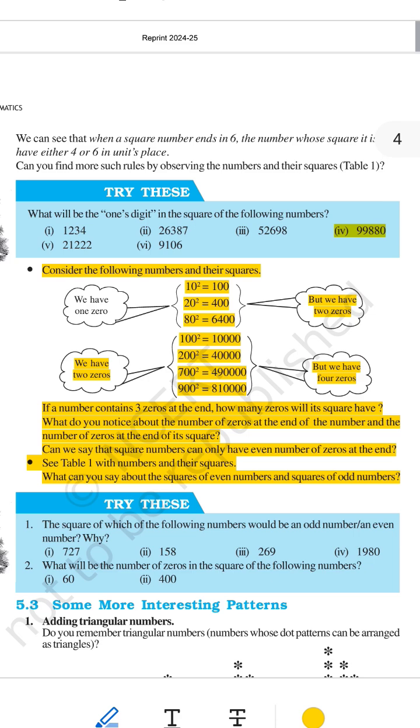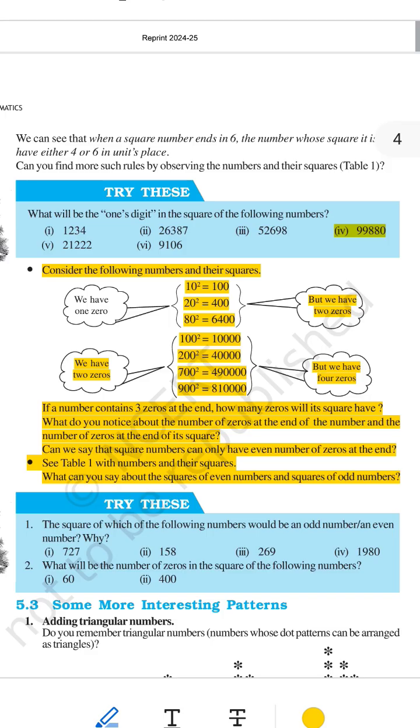Case 3. Number with 3 zeros. Example, 1,000 has 3 zeros. 1,000 times 1,000 equals 1,000,000, which has 6 zeros. Another example, 2,000 has 3 zeros. 2,000 times 2,000 equals 4,000,000, 6 zeros. So 3 zeros, 6 zeros after squaring.